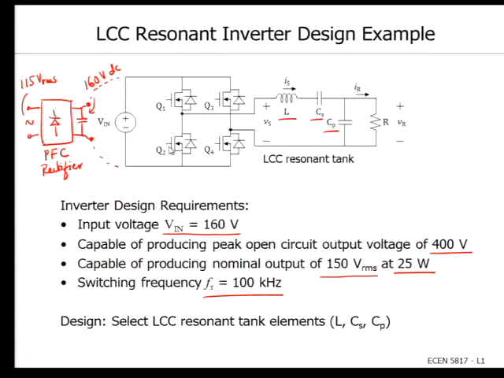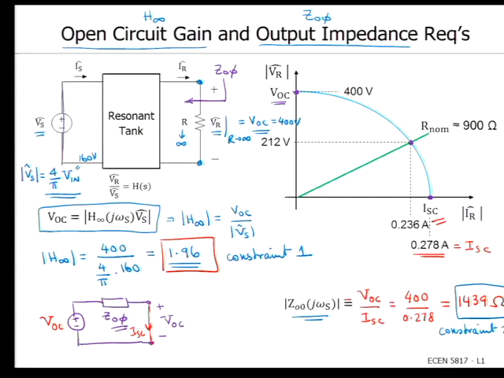And the way we proceeded was we had two operating points that were given. One was the minimum voltage we needed at the output when there was no load. And then there was the nominal operating point, which was at 25 watts and a particular voltage, right? And so the way we proceeded was that we converted those operating points, first of all, into an output characteristic.